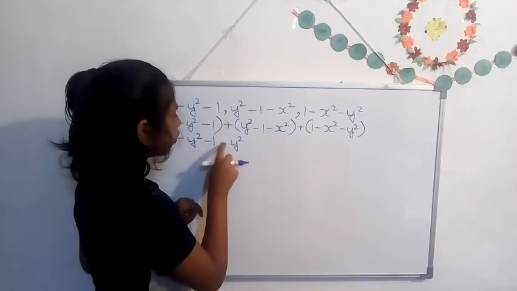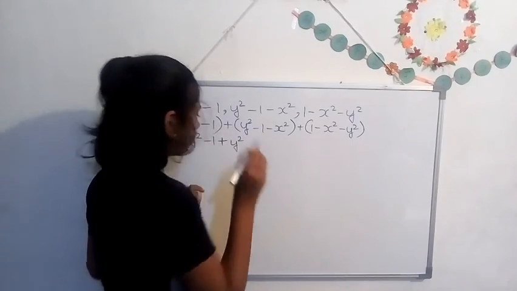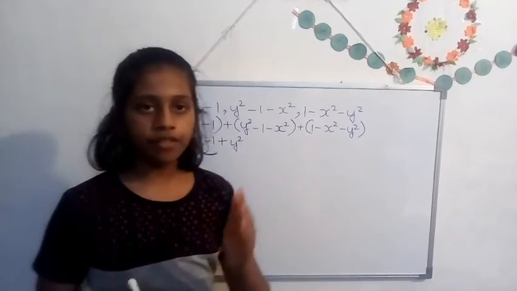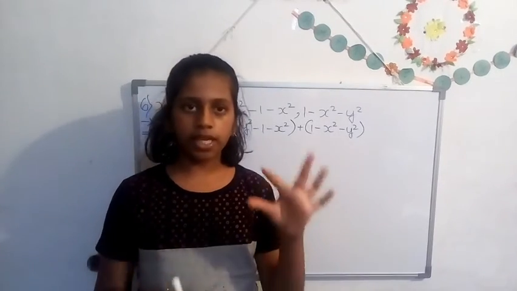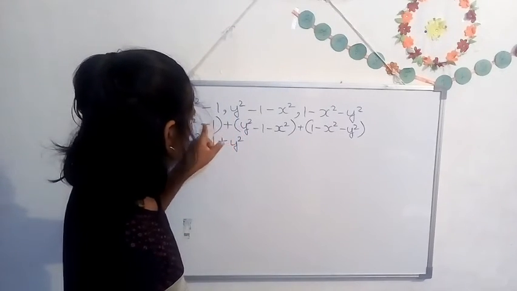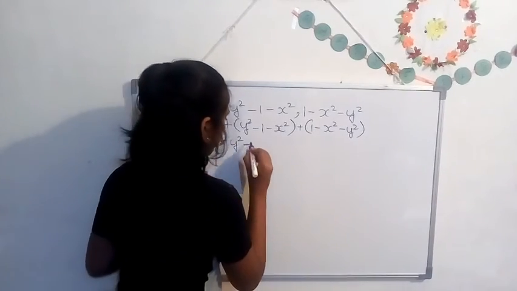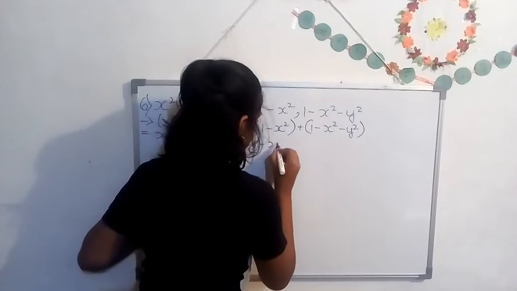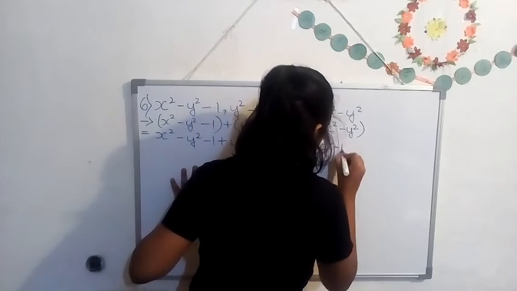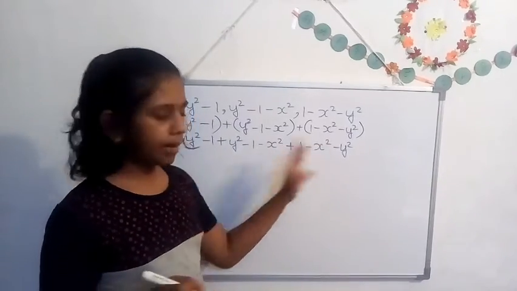Only y square, how can we solve this? So it is wrong, no? The plus sign must be there. If minus is there, minus also must be there. If any variable or constant has any mathematical operation before it, we are going to consider it. So before y square plus is there, before 1 minus is there, so I am considering it. So y square minus 1 minus x square plus 1 minus x square minus y square.